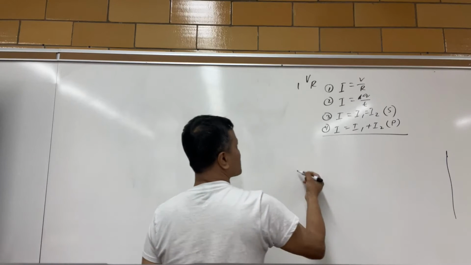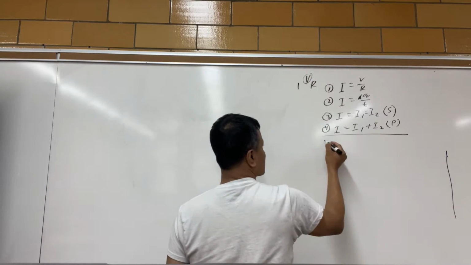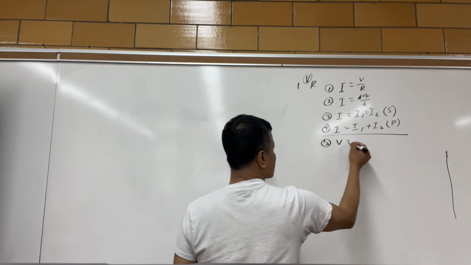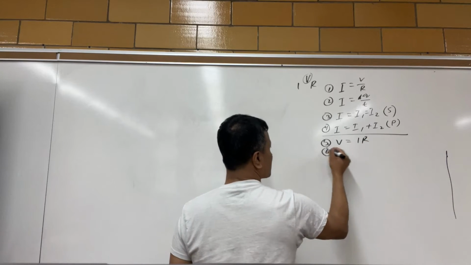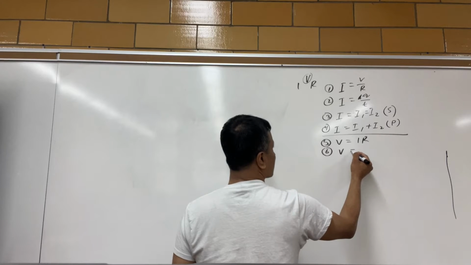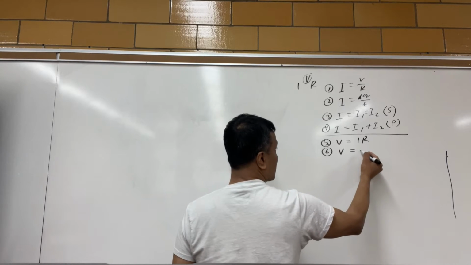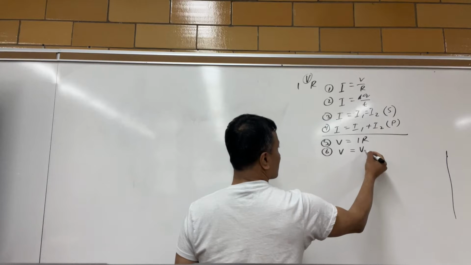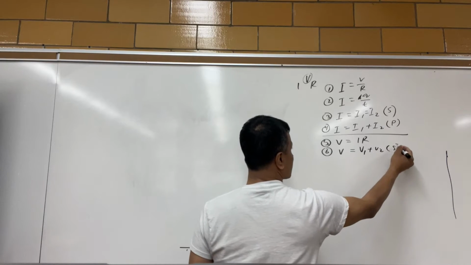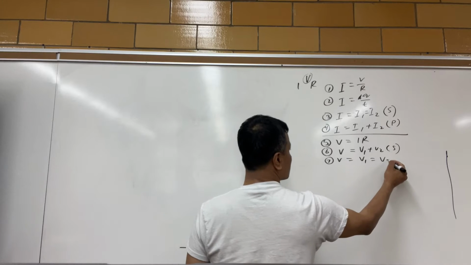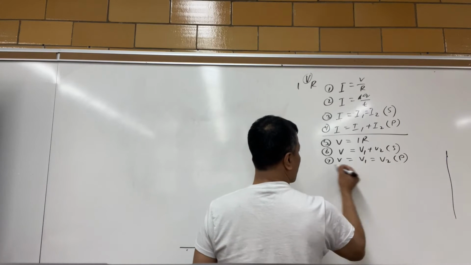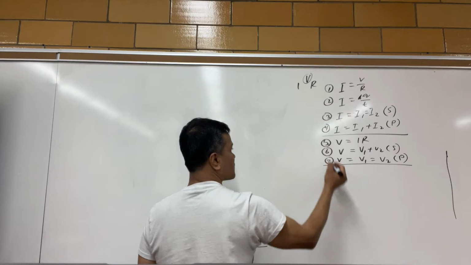And now let's do it for the voltage. Number 5, voltage is of course IR. Number 6, the voltage can also be V is equal to V1 plus V2, and that is series. Number 7, voltage is V1 is equal to V2, and so on. That's for parallel. Now let's go to the resistance.